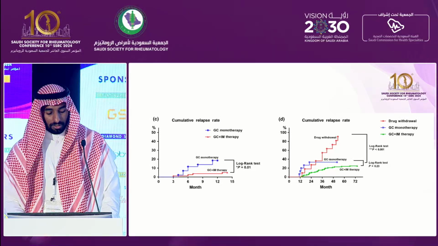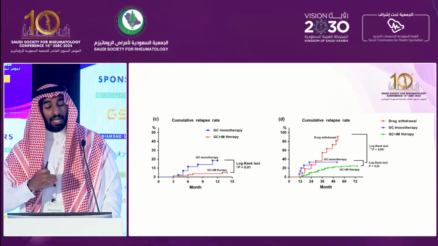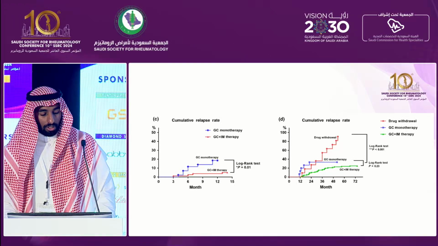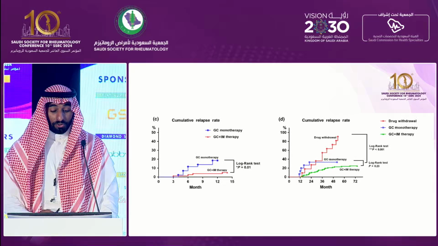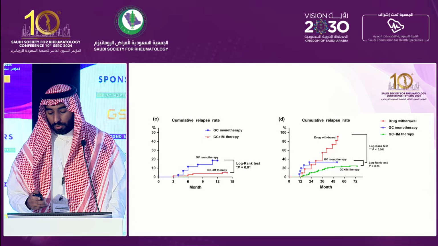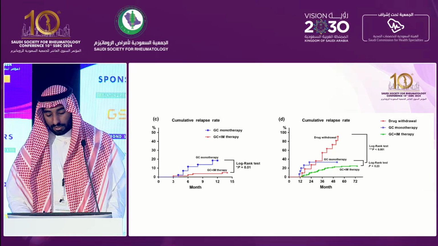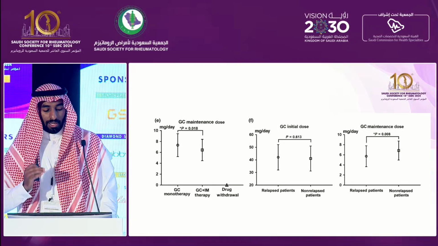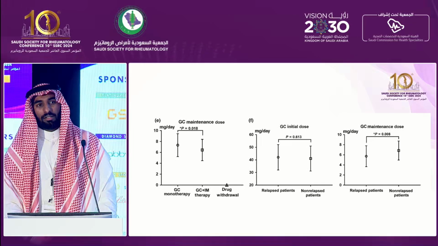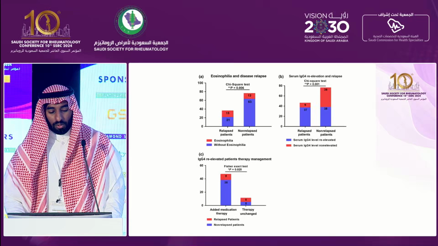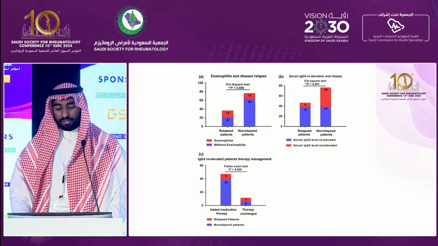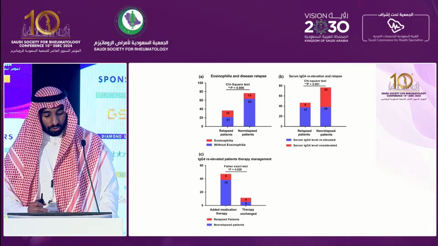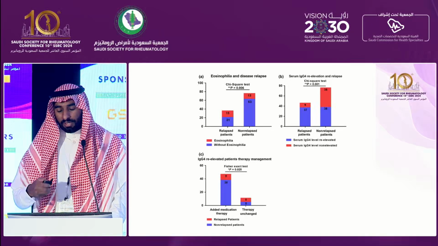In this study also they showed that glucocorticoid monotherapy carries a higher risk of relapse than glucocorticoid in combination with immunomodulator therapy. Patients who withdraw all the drugs also have a higher risk of relapse compared to patients who stay on glucocorticoid plus immunomodulating therapy. A higher initial dose and maintenance dose showed less risk of relapse. Other factors that may increase the risk of relapse are higher eosinophilia, higher IgG4 level, and re-elevation of IgG4.